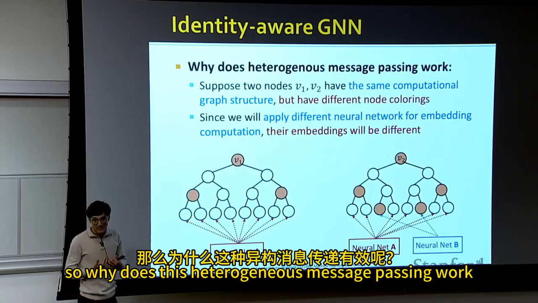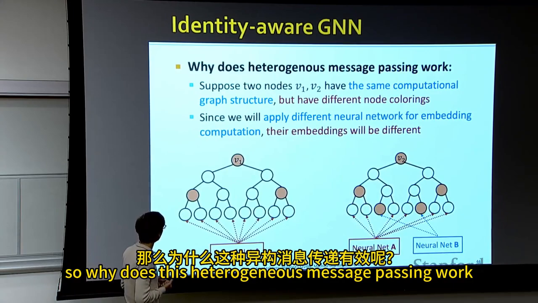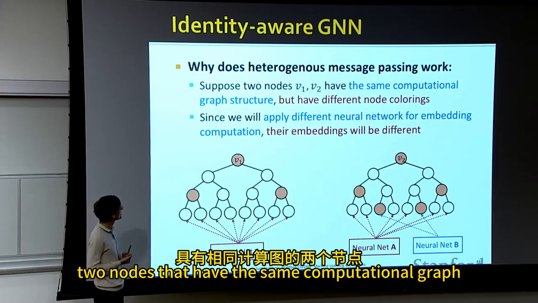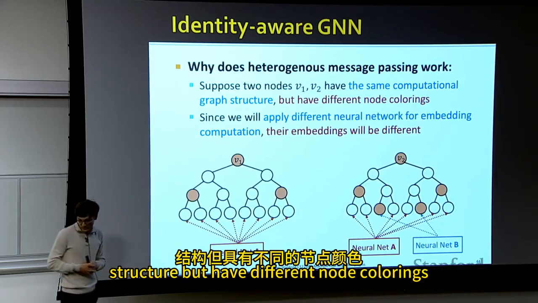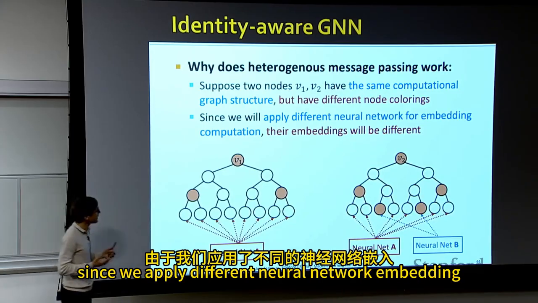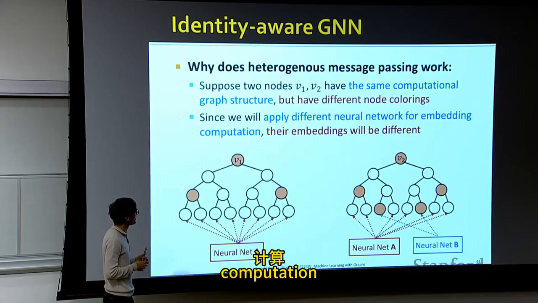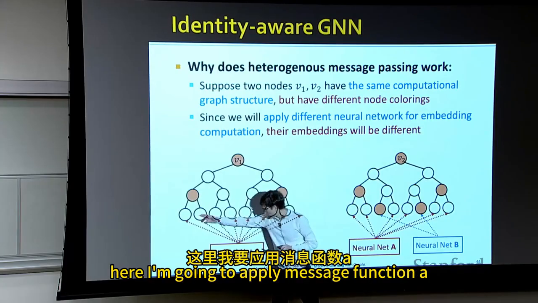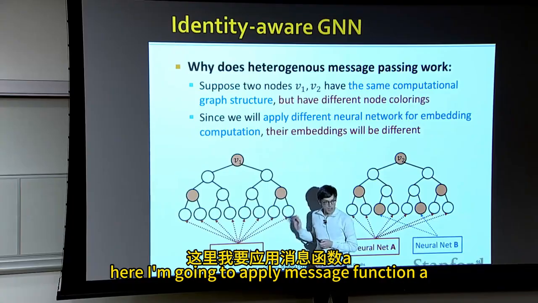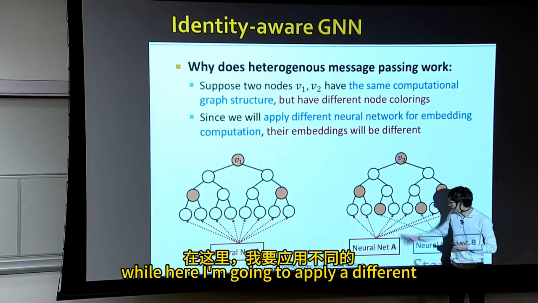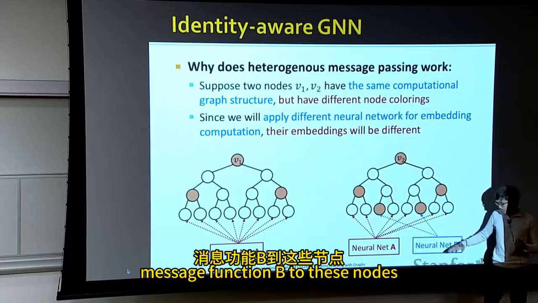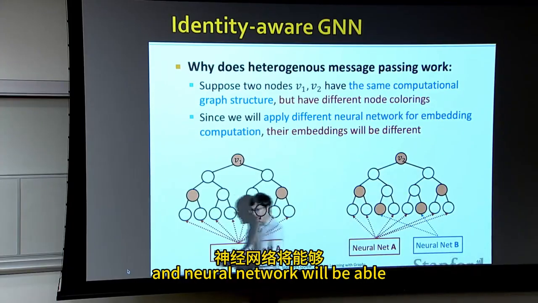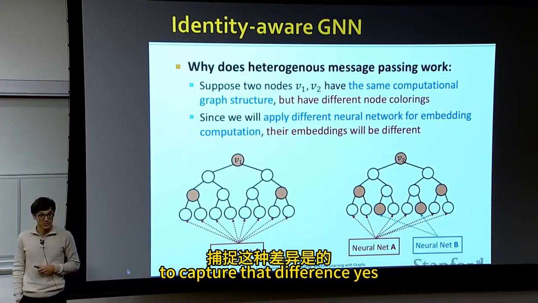So why does this heterogeneous message passing work? Suppose I have two nodes that have the same computational graph structure, but different node colorings. Since we apply different neural network embedding computation, their embeddings are also going to be different, right? Here, I'm going to apply message function A to all of these nodes, while here I'm going to apply a different message function B to these nodes, so the messages are going to be different, and the neural network will be able to capture that difference.